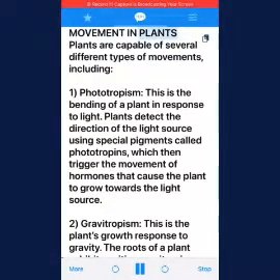Movement in plants. Plants are capable of several different types of movements, including: 1. Phototropism. This is the bending of a plant in response to light. Plants detect the direction of the light source using special pigments called phototropins, which then trigger the movement of hormones that cause the plant to grow towards the light source.